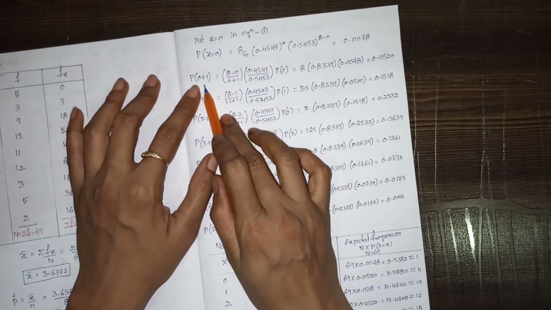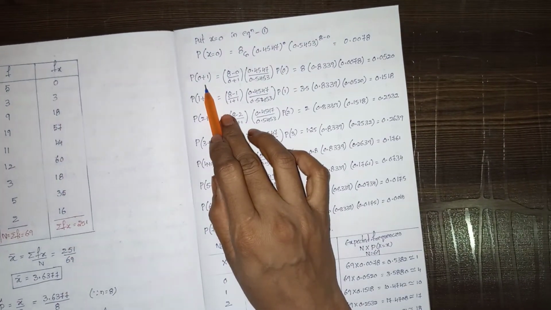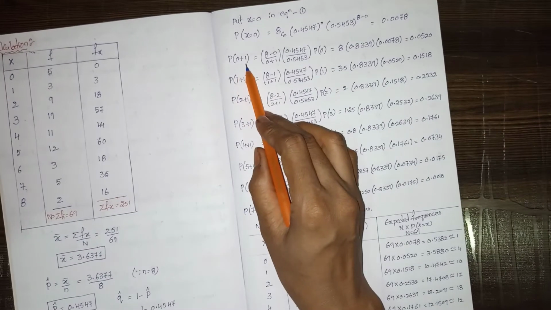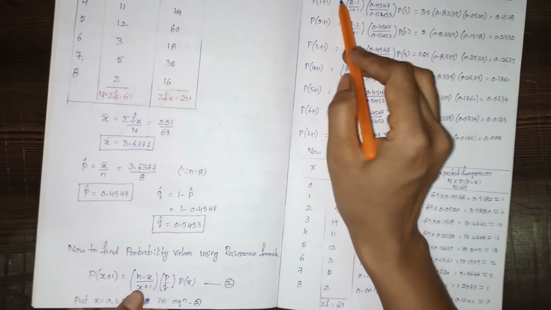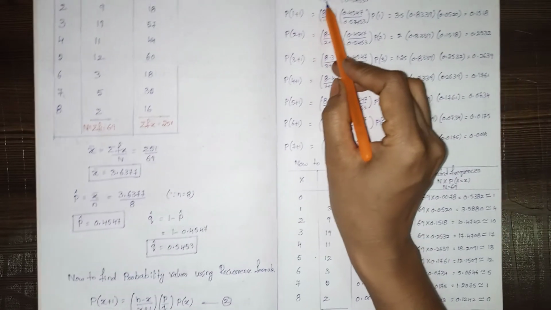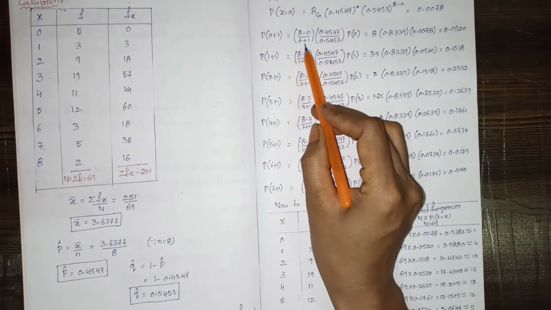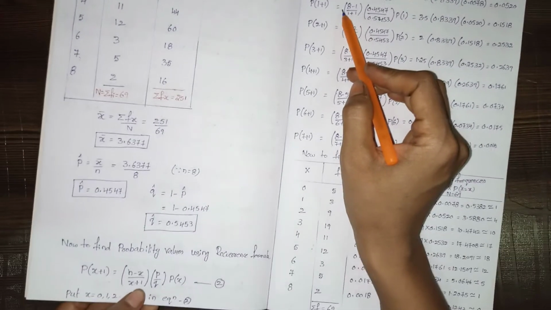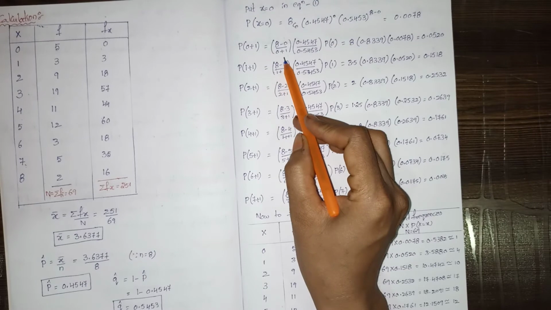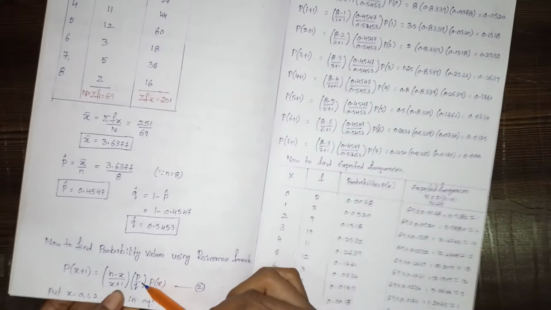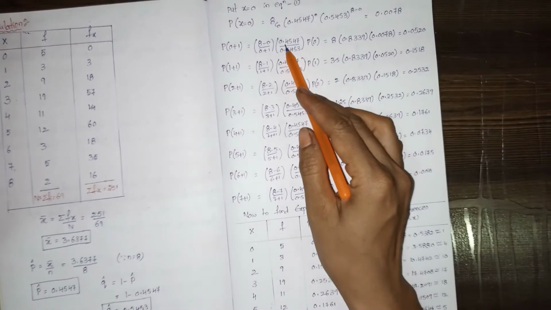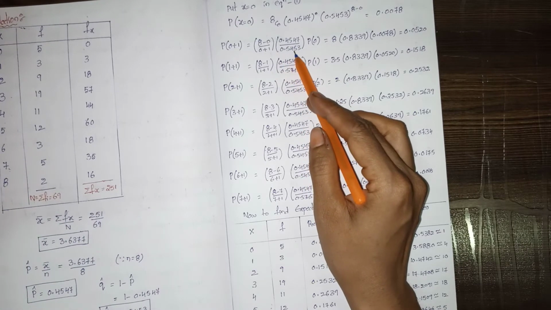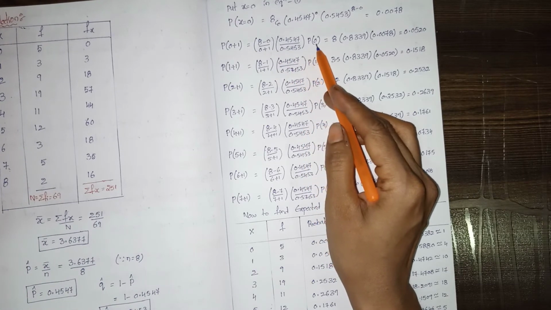Here, what is the recurrence formula? P of x plus 1. So that means P of 0 plus 1 equals n minus x. N in the sense what? 8 minus 0 by x plus 1. So x plus 1 is 0 plus 1, into P by Q. P by Q, no? So P value is this one, 0.4547 divided by 0.5453 into P of x.